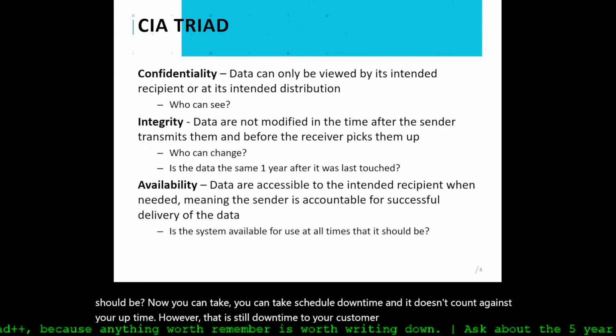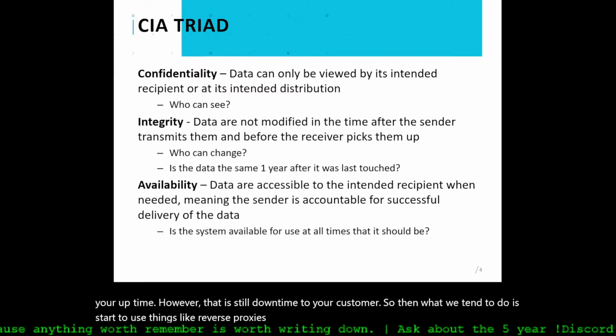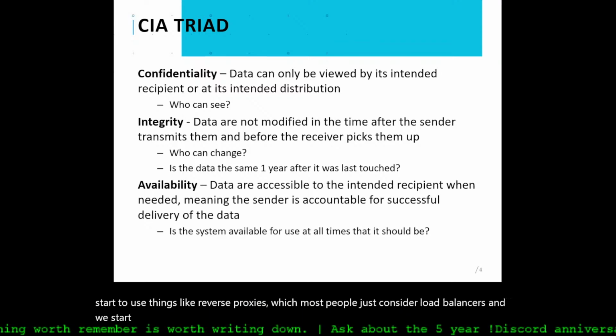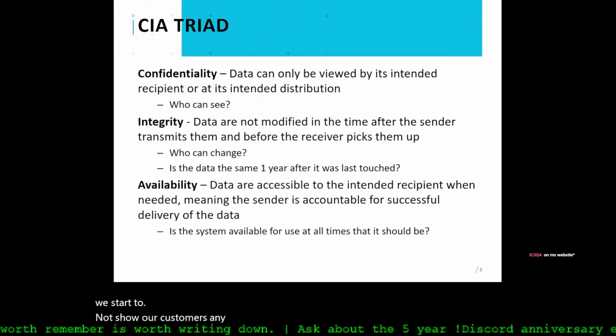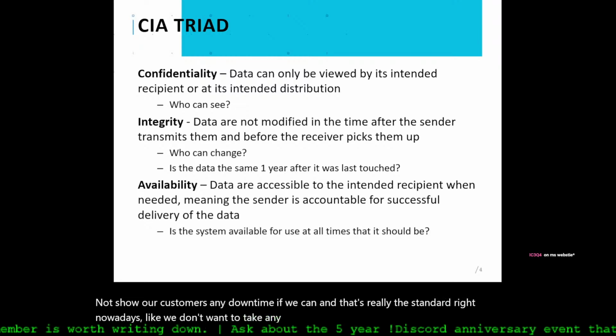So then what we tend to do is start to use things like reverse proxies, which most people just consider load balancers, and we start to not show our customers any downtime if we can. And that's really the standard, right? Nowadays, we don't want to take any downtime on our production facing systems.